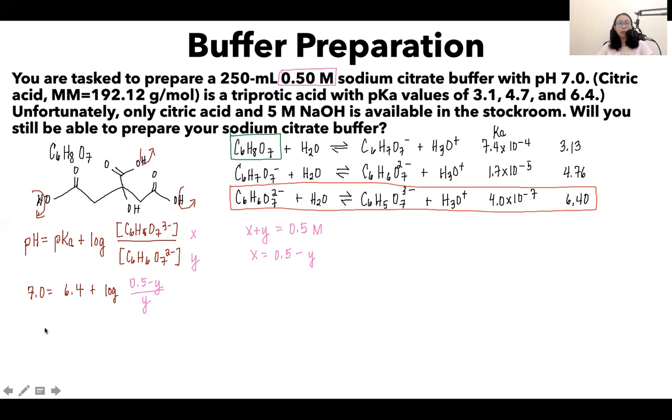Solving for Y, you will get a value of 0.10038, or we can just approximate this as 0.1 molar. This is the concentration of our C6H6O7 2 minus, the weak acid component. And it follows that X is equal to 0.4 molar. And this is the concentration of our conjugate base, which is citrate.